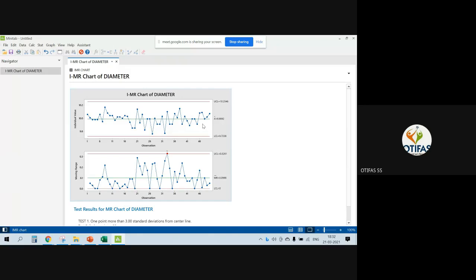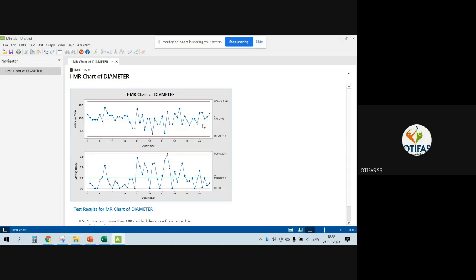So that is sample number 32, no, 33, 34. Sample number 34, the range is going out of control. This is not a natural thing. This is a special thing. This is to be identified.